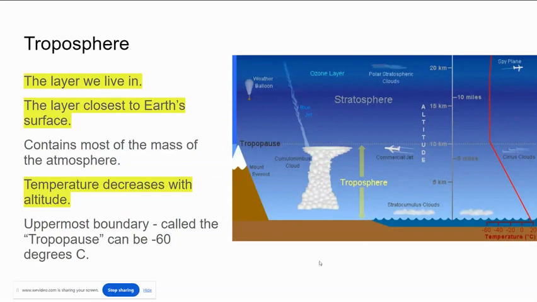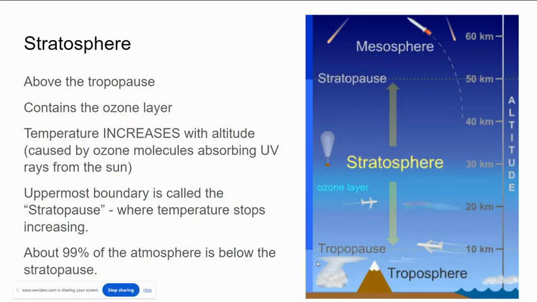And so then we start moving into the next layer. The next layer up is called the stratosphere. It's above the tropopause. This is where the ozone layer is. Temperature in the stratosphere increases with altitude. Well, why? Why is it warming up? Because of the ozone. The ozone layer is absorbing that ultraviolet radiation, and that is causing the air in the stratosphere to heat up as you go higher and higher up.